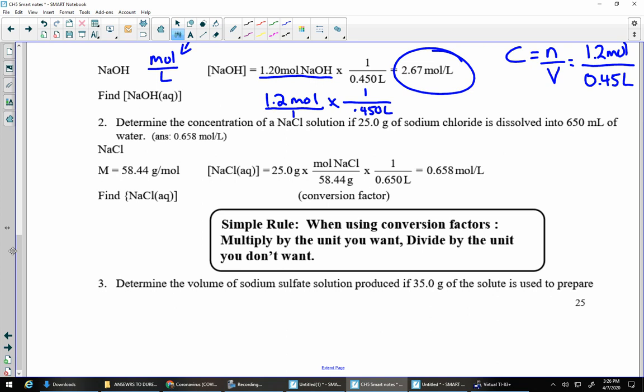So determine the concentration is the question. We are looking for the concentration of sodium chloride. If we got 25 grams of sodium chloride into 650 milliliters. So let's see, 25 grams, that's a mass.